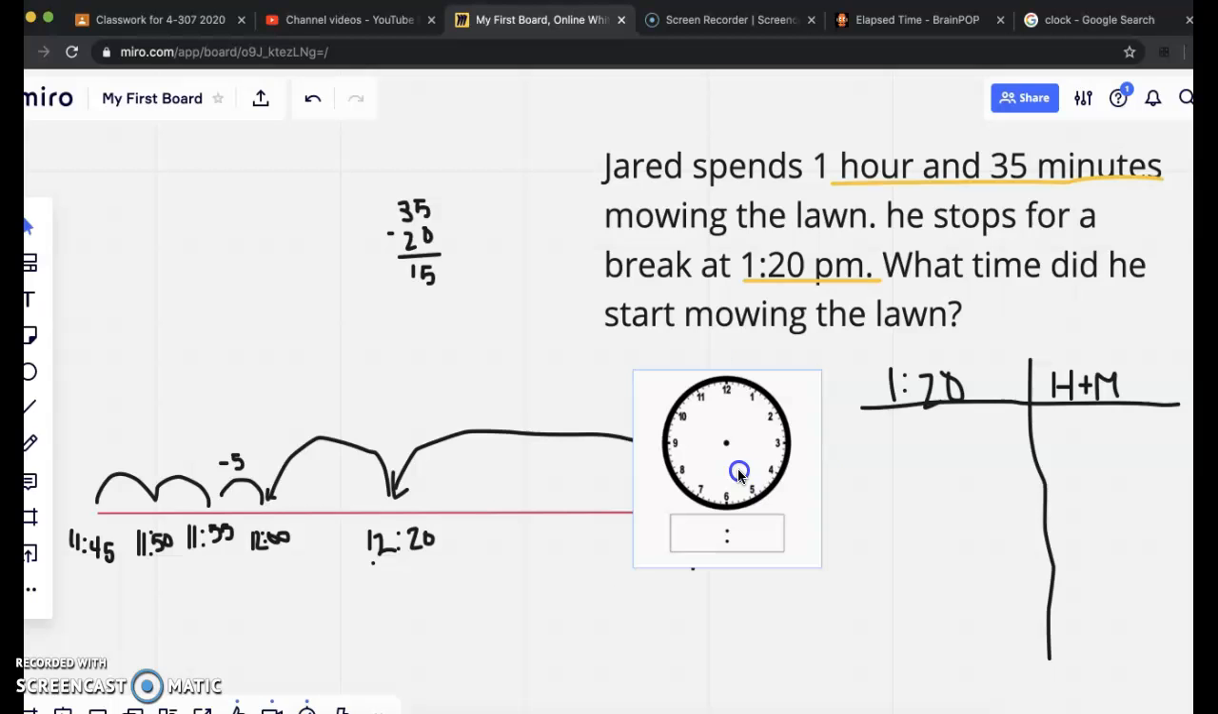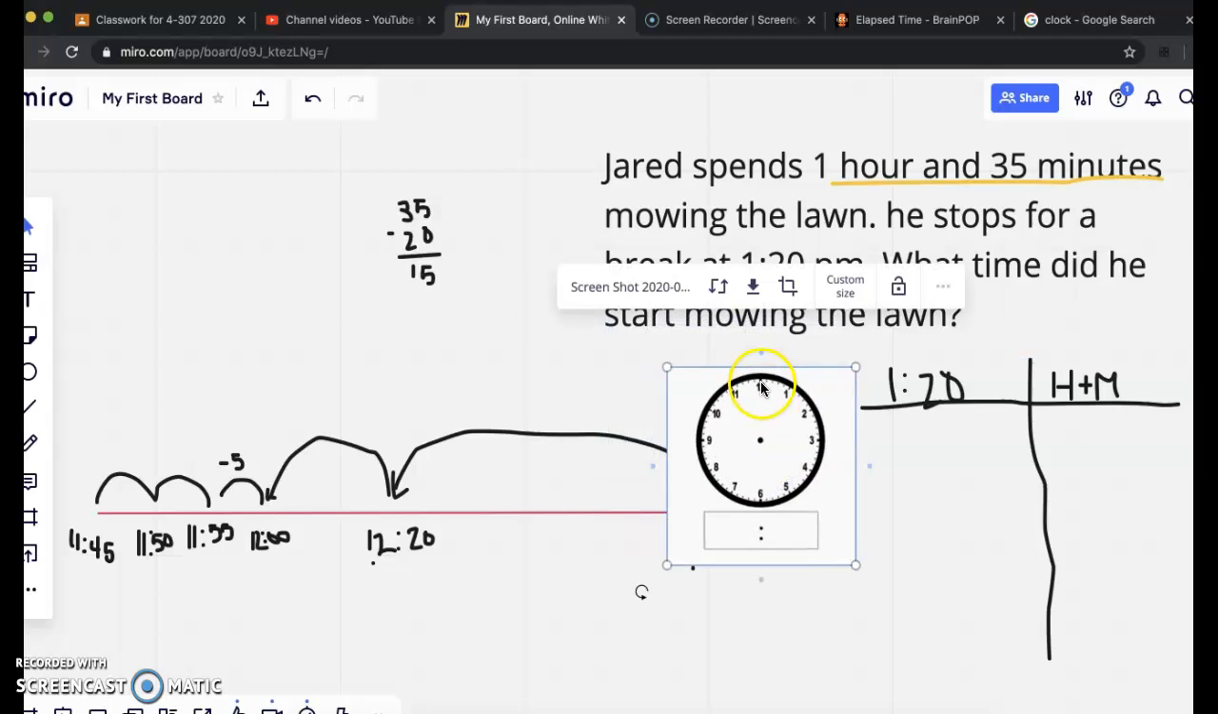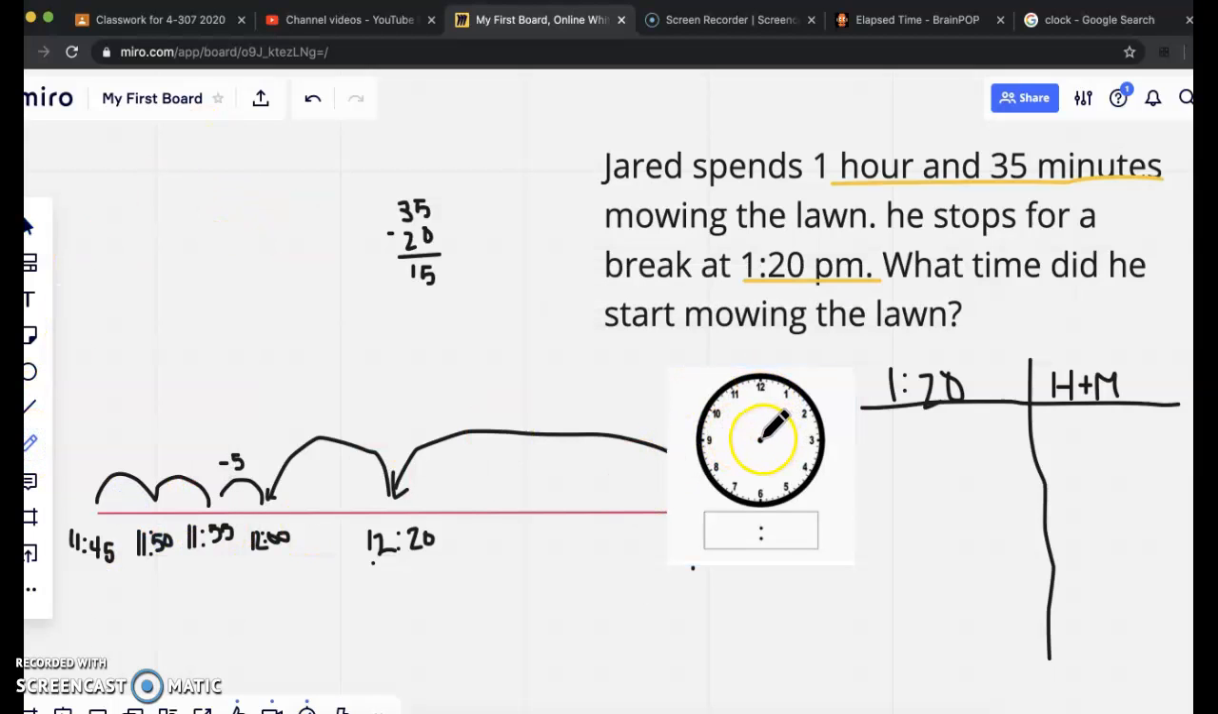Here's our clock. This starts at 1:20. So the little hand would be here, and the big hand would be about here. We're going to move back an hour. What comes before one? Well, we're going to move it back an hour, and it's going to be 12. Oh, not 12 o'clock. It's 12:20. We didn't move that one, so that's a 2. 12:20. And we subtracted 1 hour.